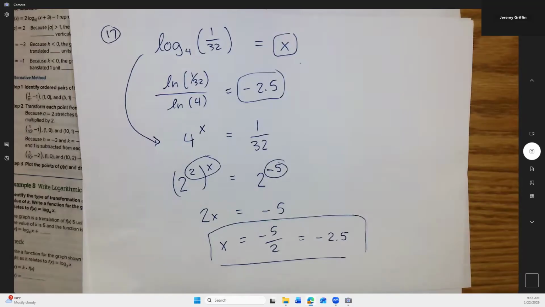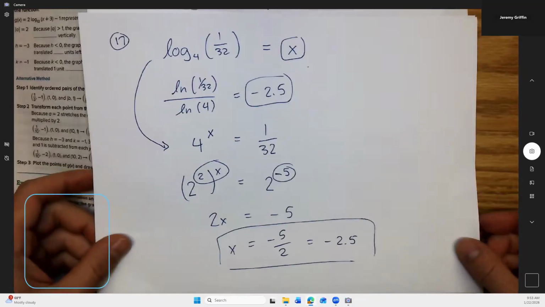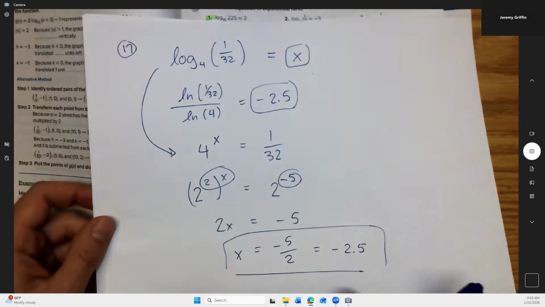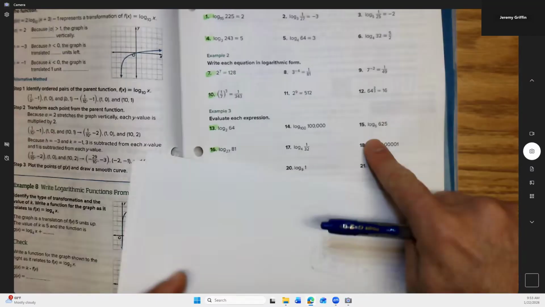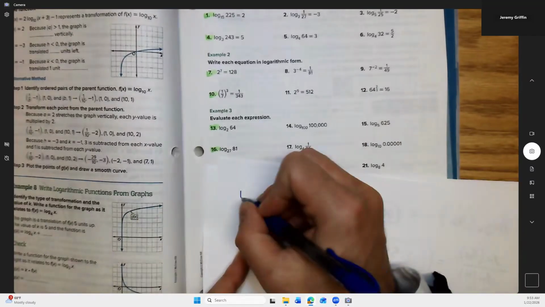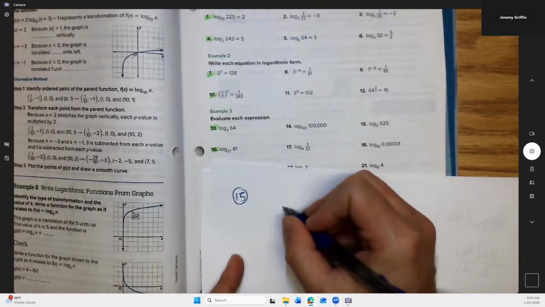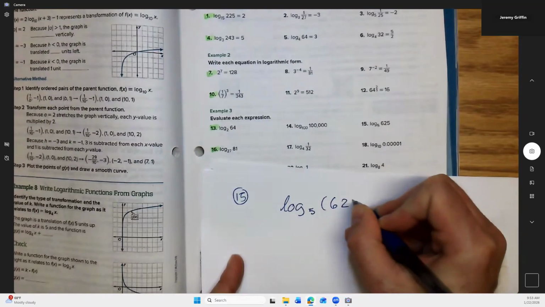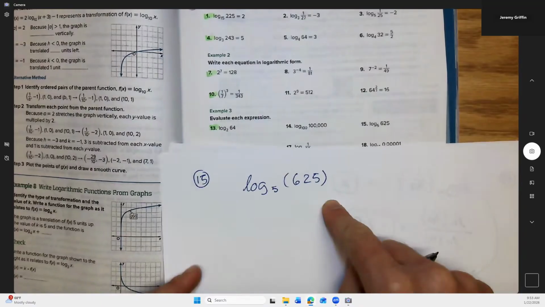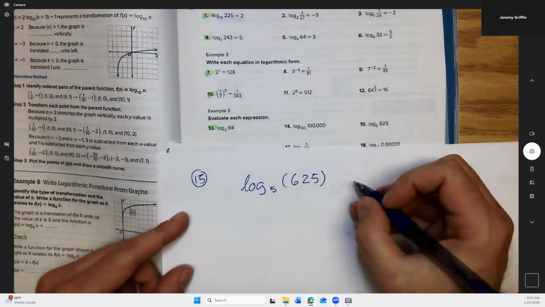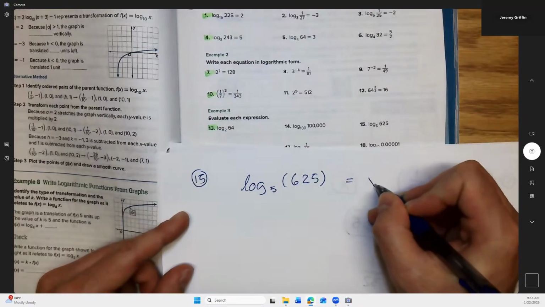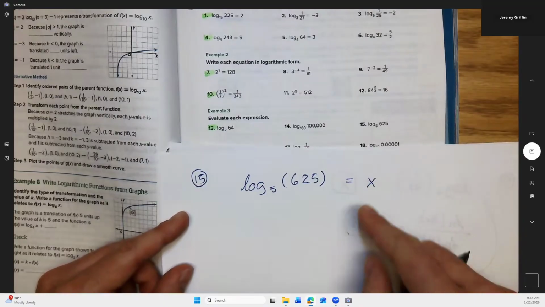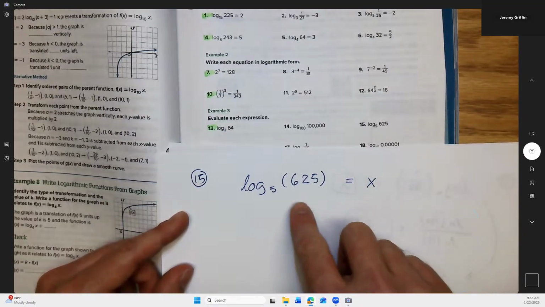All right. Okay, that one's going to have to be a fraction. Let me do a non-fraction type answer. I think number 15 is going to work out as a whole number. Let's see, 15. Log base 5 of 625. Here, I'm going to say that's equal to x, and let's solve for x. Let's turn this into an exponential and solve it.